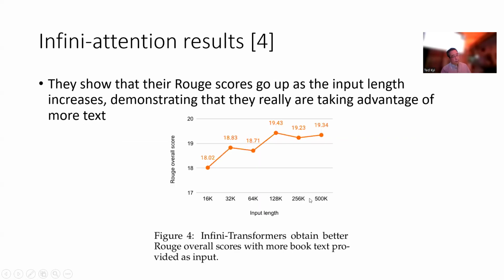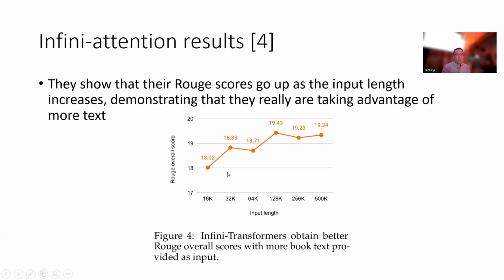And then finally, they tried this on different length books. And what you can see is that as the input text got longer, their performance got better. I don't think this is super strong in and of itself, but it is informative. If it weren't for this, maybe their Rouge scores were high just because they were good at summarization, and it had nothing to do with the Infini-attention thing. Like you just happened to build a model that's good at summarization.